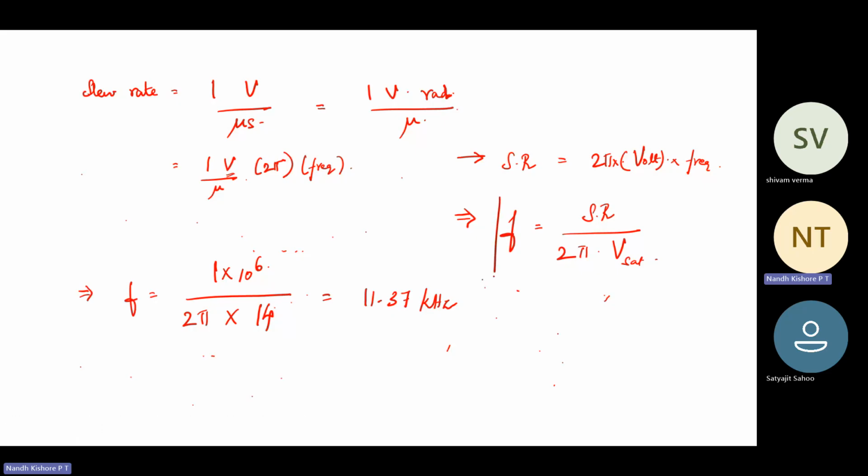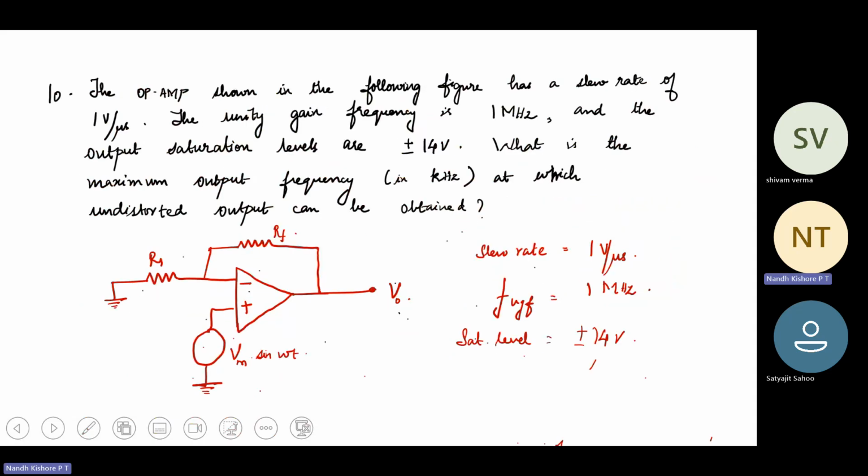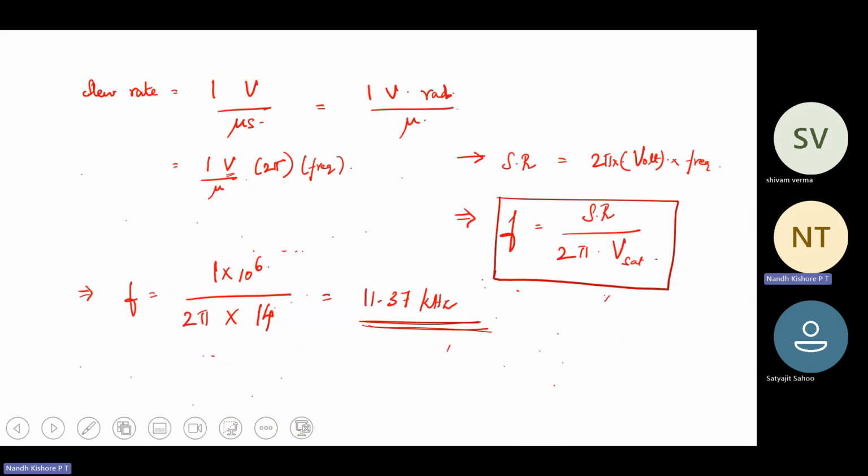So the catch is this. The frequency is basically slew rate divided by 2 pi into Vsat. This is the maximum frequency you can go to. Beyond this, the op amp will not be able to follow the frequency. Based on the slew rate and the saturation level, you can find out the maximum frequency. Just these two are enough.